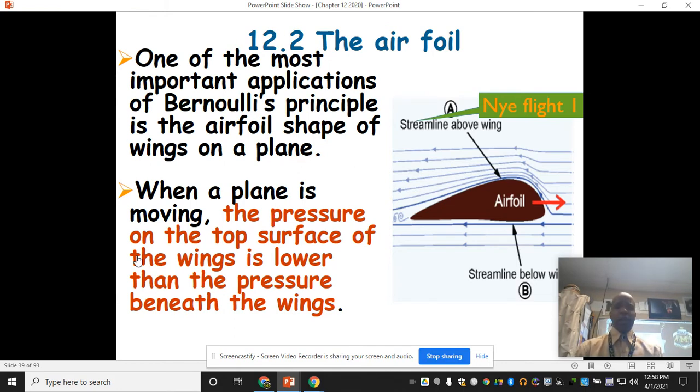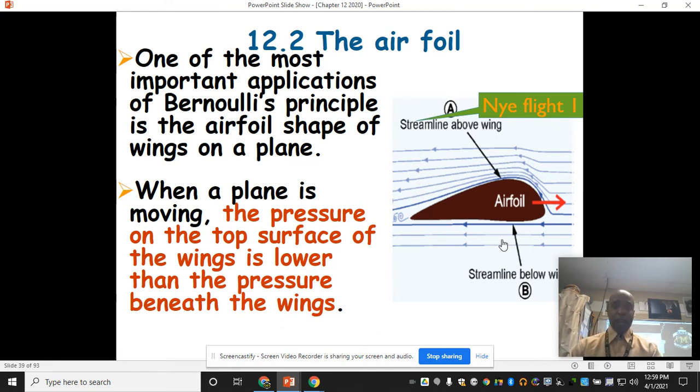One of the most important applications of Bernoulli's principle has to do with airplanes and things that fly. When a plane is moving, the pressure on the top surface of the wings is lower than the pressure beneath the wings. That's because if you look at this particular picture here, think about the air molecules as little marbles. These marbles are rolling faster downhill than they are rolling underneath the wing, which is a flat surface. Just like if you were on a skateboard. If you're going downhill, it's going to go faster if you are going down a steeper hill than on a flat surface.